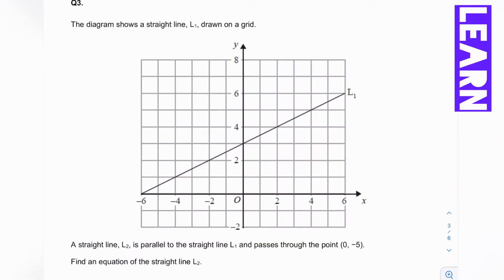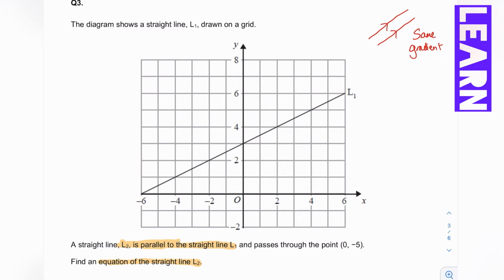Okay, so having a look at question 3. It's asked us to do a very similar task. However, it wants you to find the equation of the straight line L2, but it tells you that L2 is parallel to the straight line graph L1. We know that if two lines are parallel, they have the same gradient.